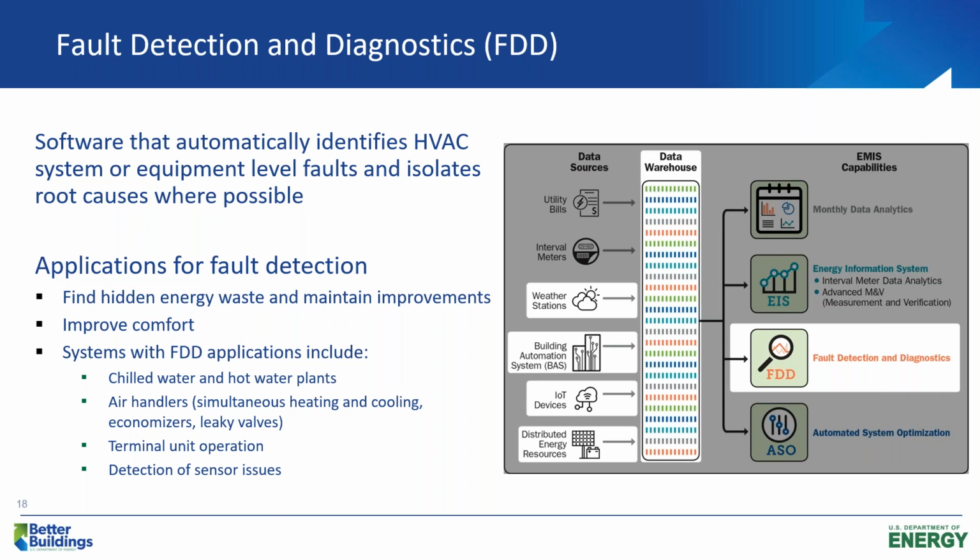And this is just a list of systems generally that have FDD applied to them. It goes down to the terminal unit and sensor level. So it can really help you with your maintenance programs. Instead of a preventive maintenance program that tries to touch every unit, you're going to go to the units that have faults detected. Next slide, please.